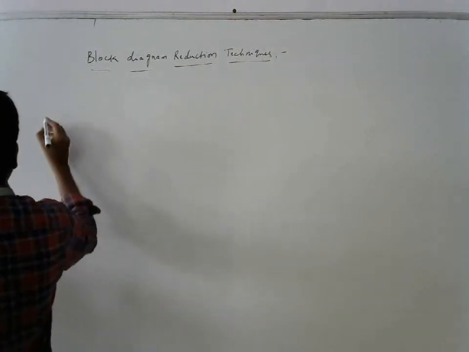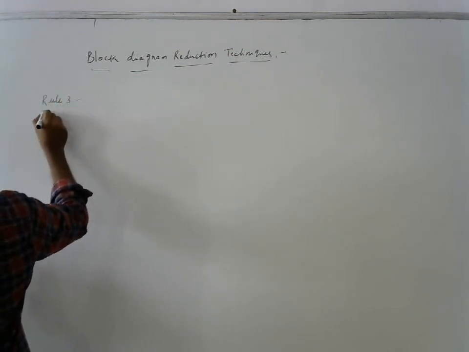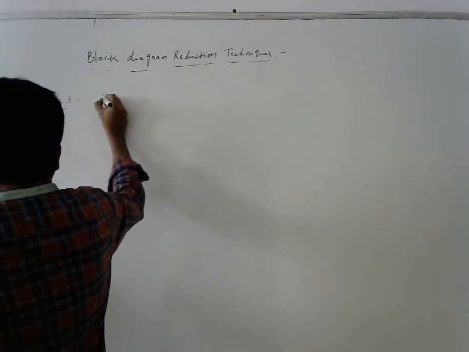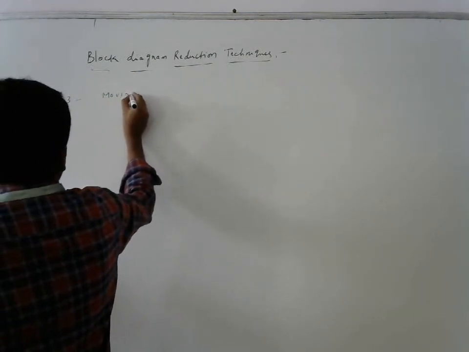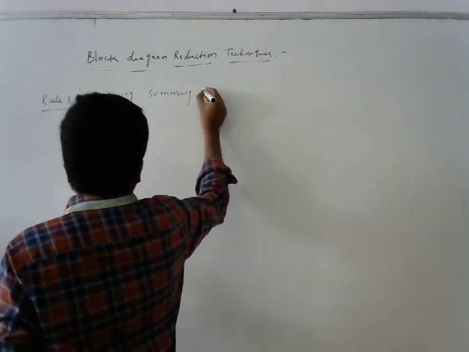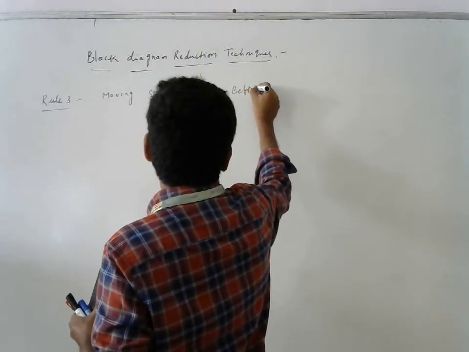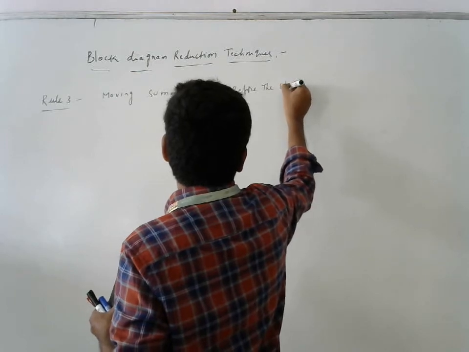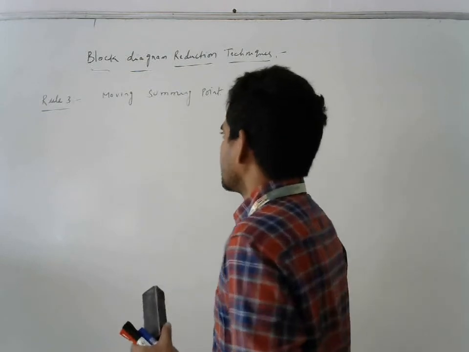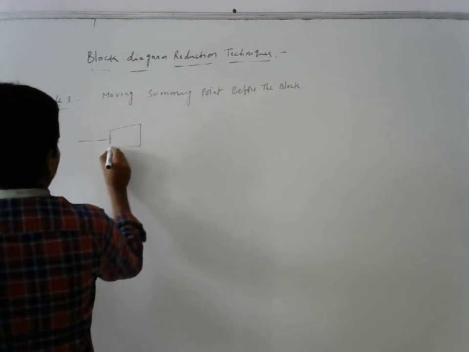Rule number 3 is moving the summing point before the block. See here the diagram, moving summing point before the block.